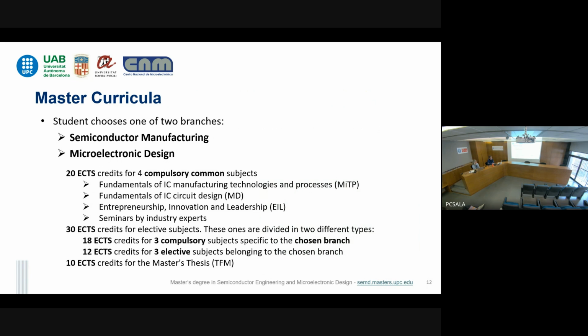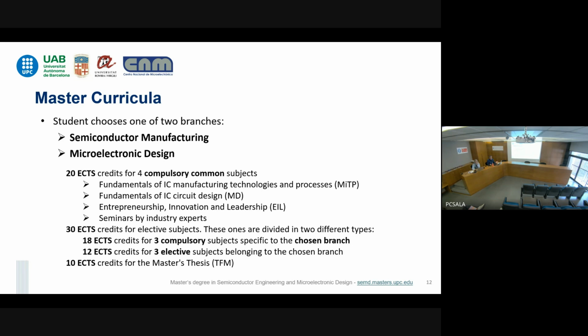20 credits are compulsory. And in these compulsory credits, you will have one basic course on fundamentals of IC manufacturing and another basic course of fundamentals of IC design. So whatever the branch you take, you will be exposed to knowledge of both aspects.